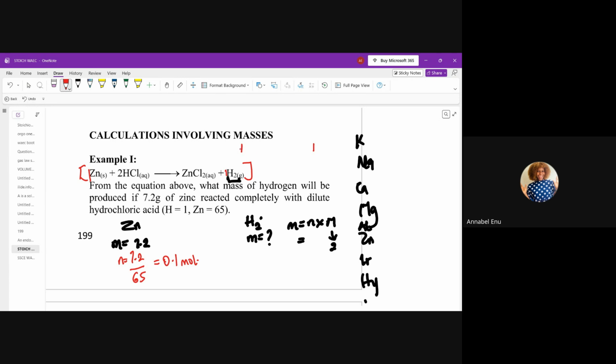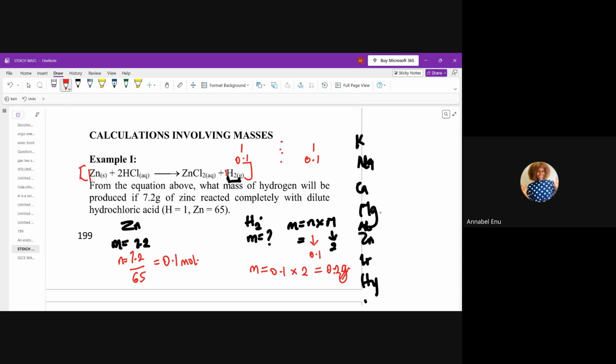So that is to say, if the ratio is 1:1, it means that 0.1 mole of zinc would also give us 0.1 mole of hydrogen. And so our number of mole, we have gotten it to be 0.1. All right. So therefore, our mass, which is number of mole times molar mass, will now be 0.1 times 2, which is 0.2. So 0.2 gram, that would be our mass.